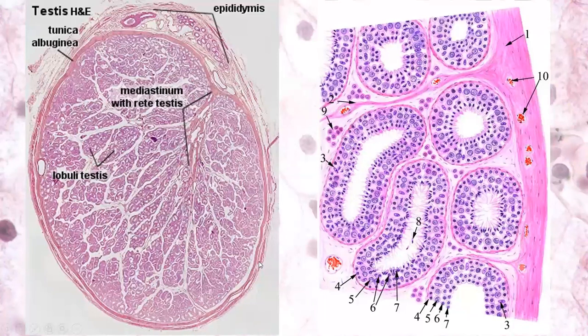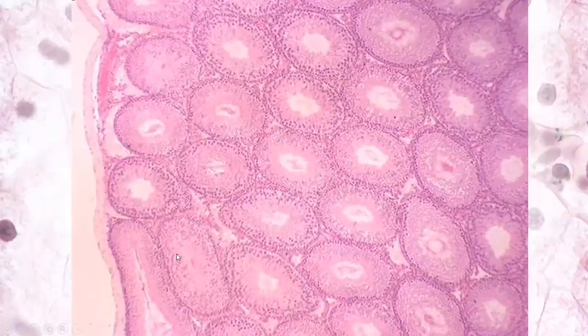It's dense fibrous connective tissue, or the capsule, the own capsule of the testis. It's the mediastinum with rete testis. And here we can see lobules of the testis, and they cannot be clearly distinguished from each other on this picture. And here we can see bigger magnification.